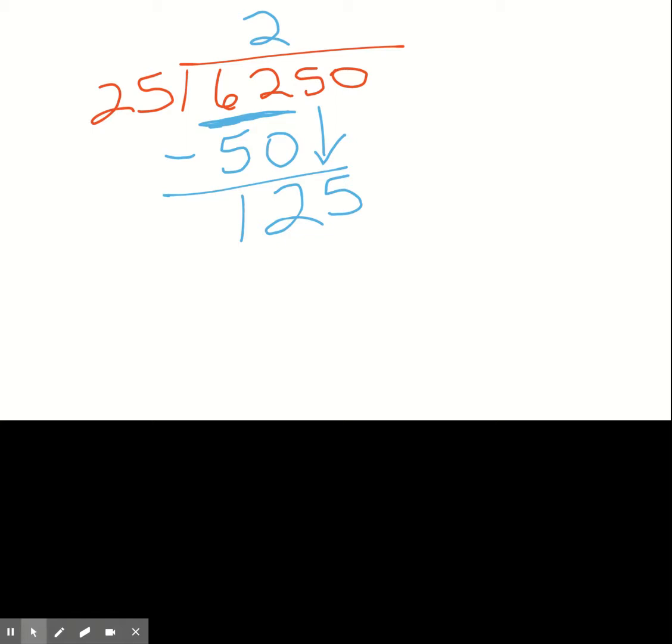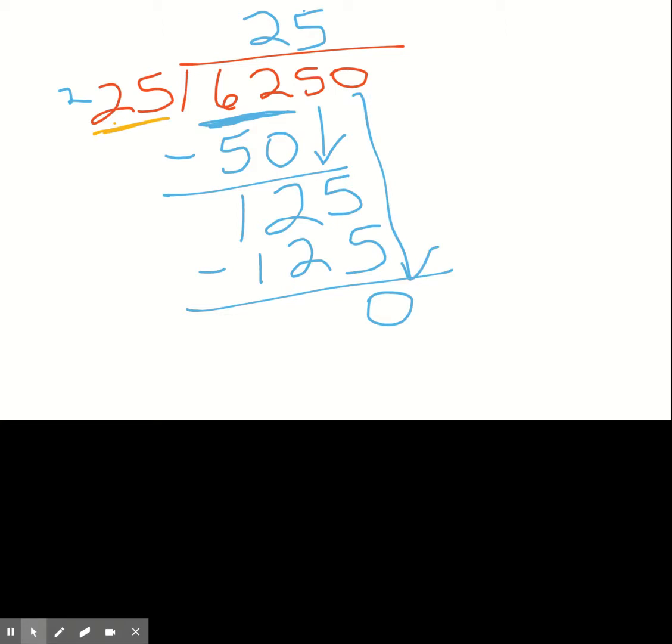How many boxes of 25 could you make? Now you might have to guess or check a couple times. I'm going to go ahead and put in 5. Now we multiply. 5 times 5 is 25. 5 times 2 is 10, plus the 2 that you regrouped is 12, so 125, and you're left with 0.